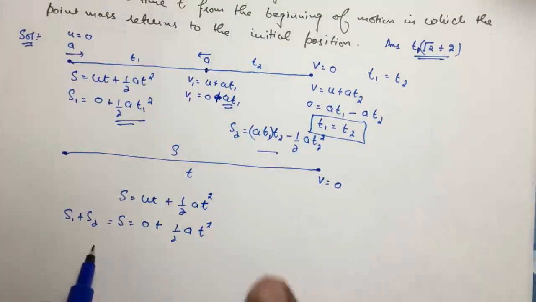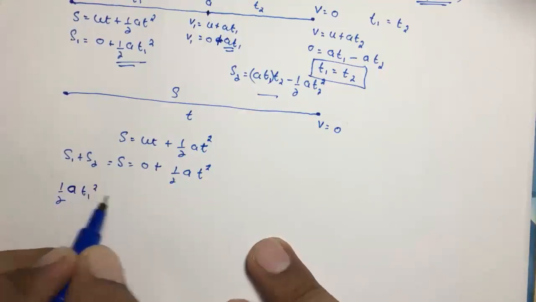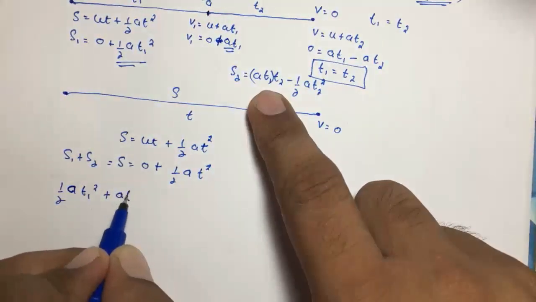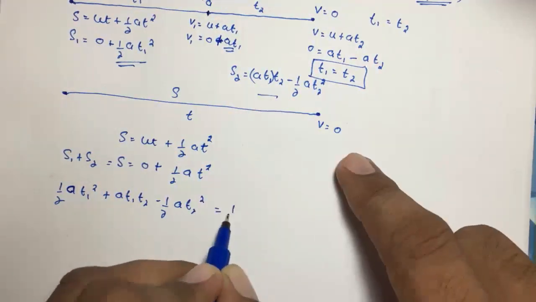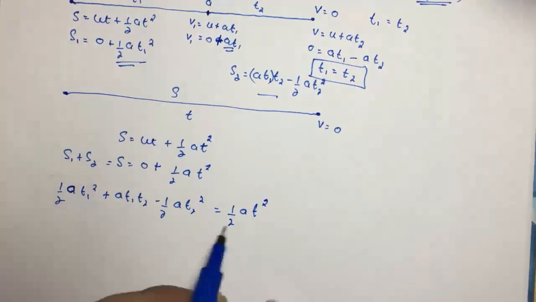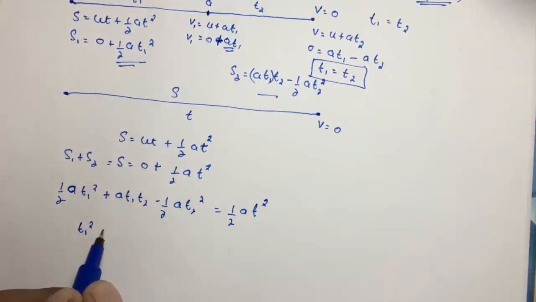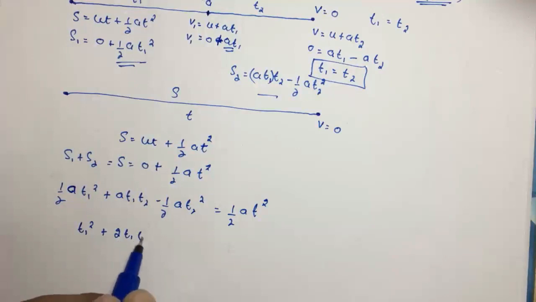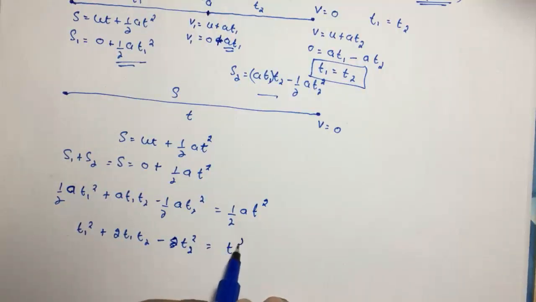Now if we solve this, we will get half a t1 square plus a t1 t2 minus half a t2 square, that is equal to half a t square. Now we can cancel a, dividing the whole equation by a on both sides and multiplying the whole equation by 2 on both sides. We will get t1 square plus 2 t1 t2 minus t2 square is equal to t square.